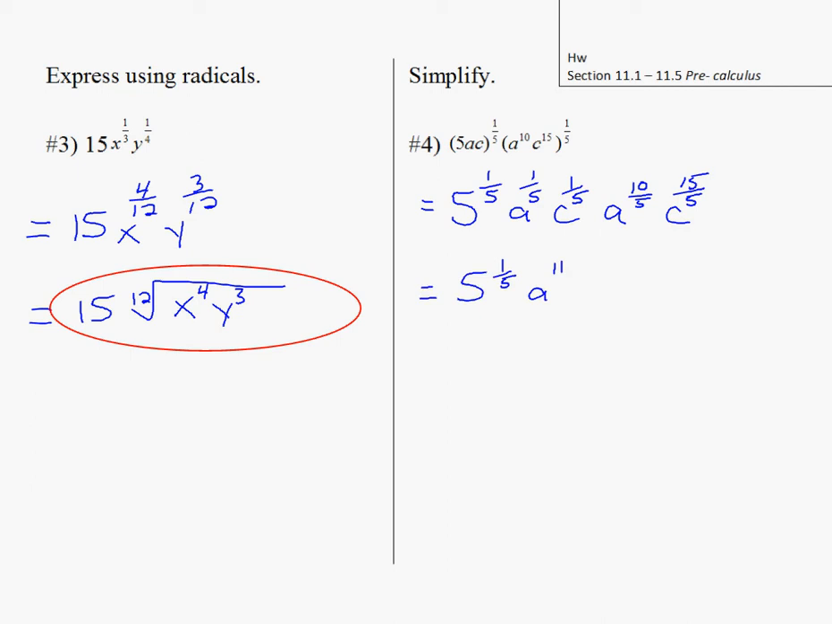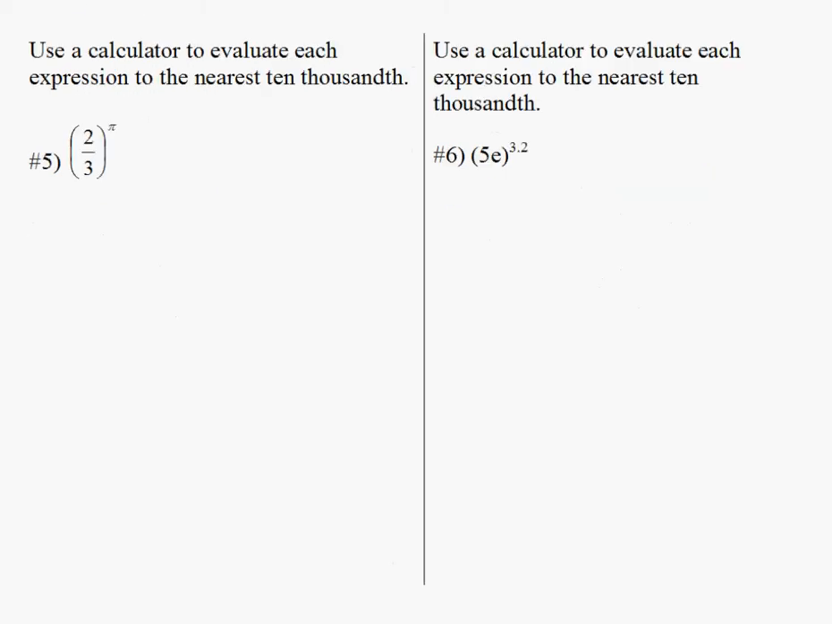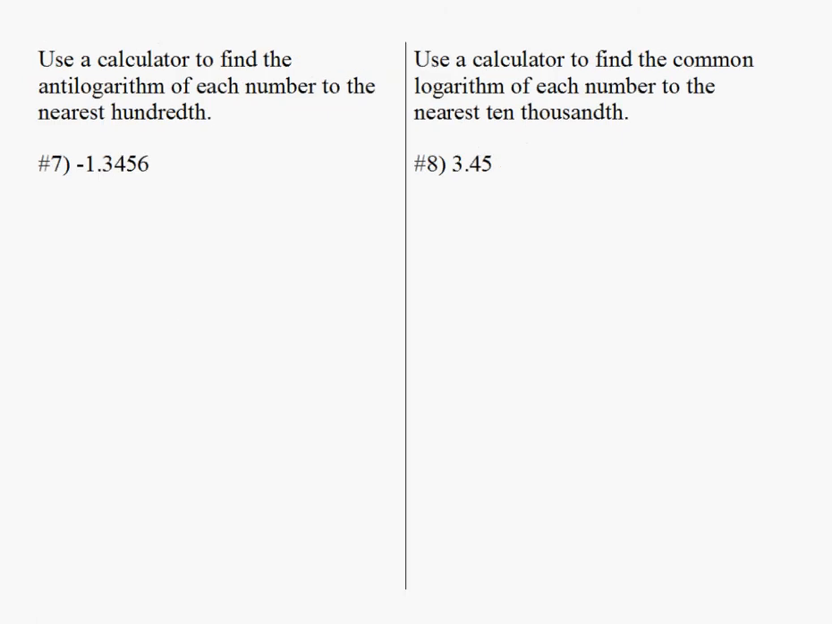Using the product rule, they have the same base, add the exponents. A has exponents of 1/5 and 10/5, that's 11/5. C has exponents of 1/5 and 15/5. Adding it, you get 16/5. None of those reduce, so we are finished. 5 and 6, 7 and 8 using calculators, I'll have another video up for that.